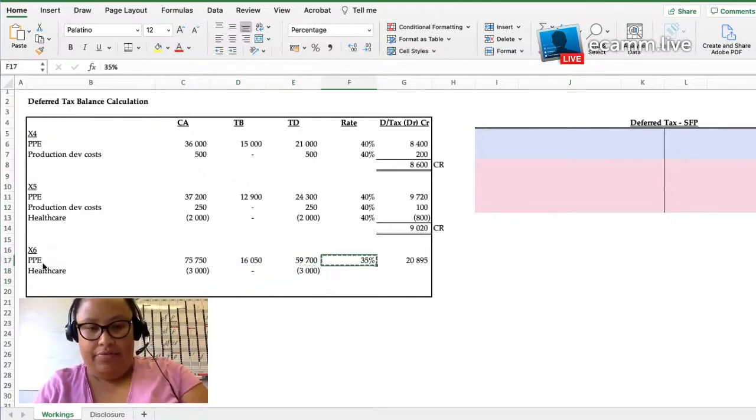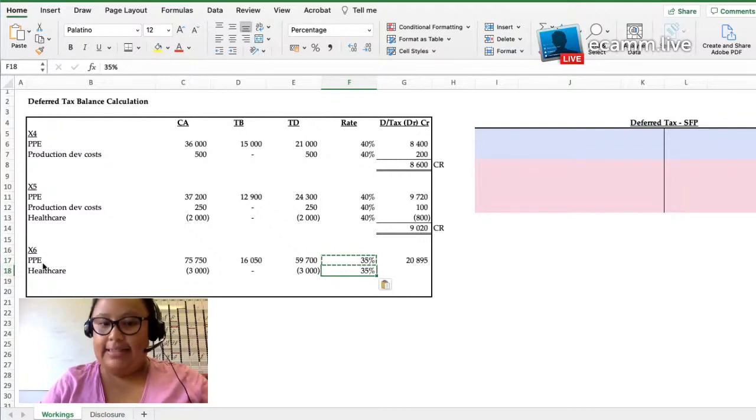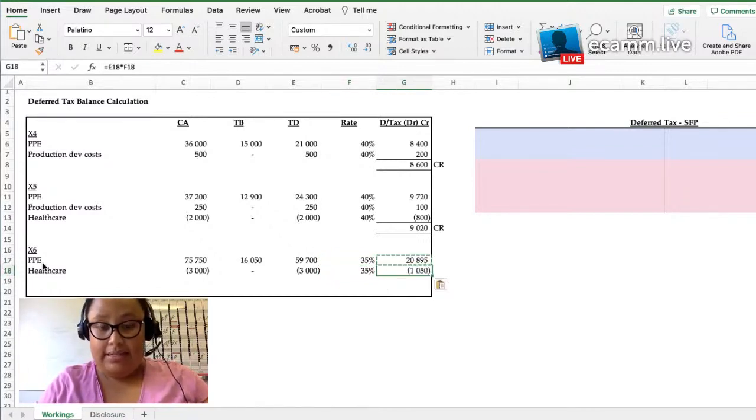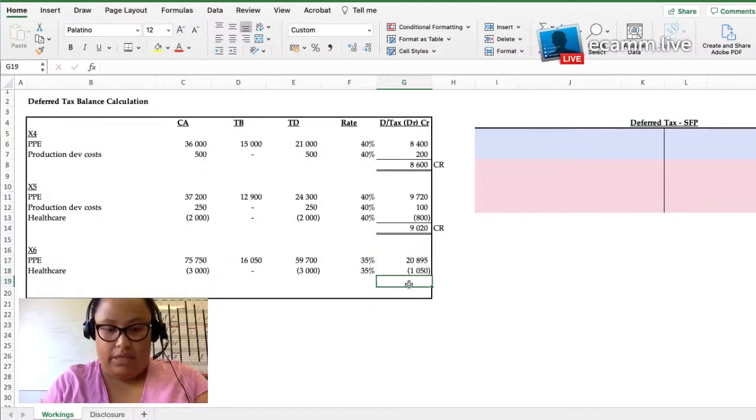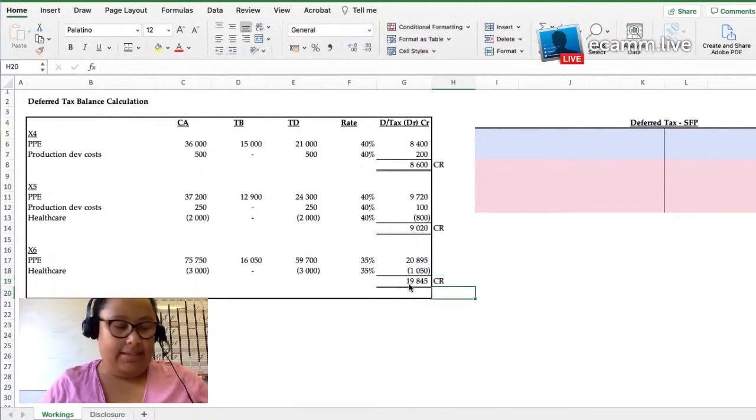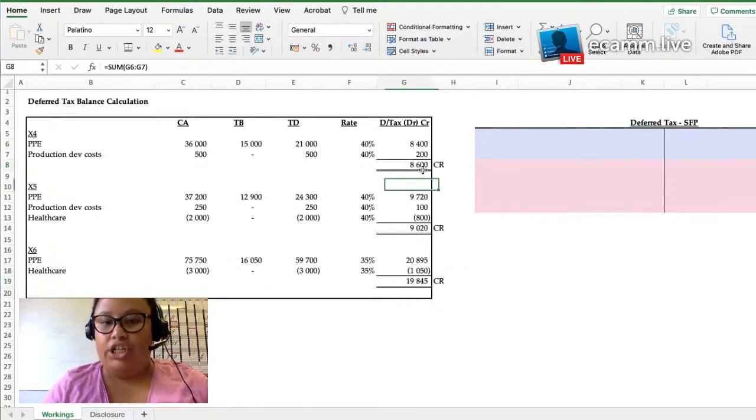Okay, temporary difference. That temporary difference, again, it's deductible because in the future I'm going to pay less tax because I'm getting my deduction in the future. And then my carrying amount over here of my deferred tax liability now is 19,845. Okay, so this is what our deferred tax balance actually looks like.